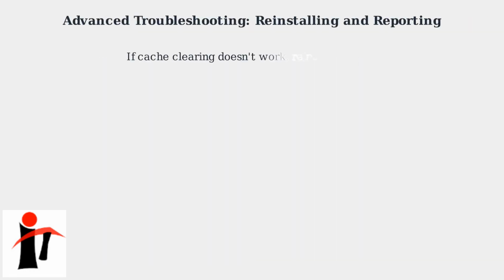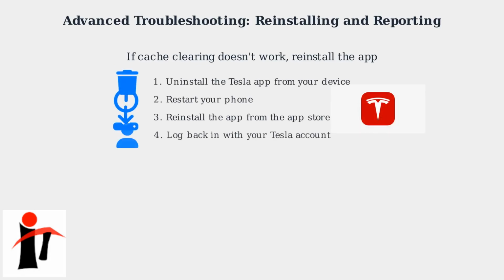If clearing the app cache doesn't resolve the last-seen update issue, the next advanced troubleshooting step is to uninstall and reinstall the Tesla app. This completely refreshes the app's data and connection to Tesla's servers. Start by uninstalling the app from your device, then restart your phone to clear any temporary system processes. Reinstall the app from your App Store and log back in with your Tesla account.